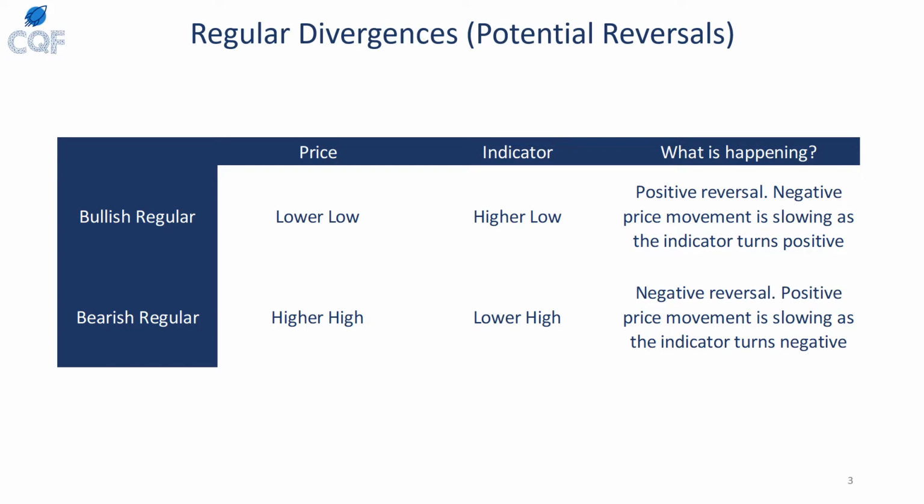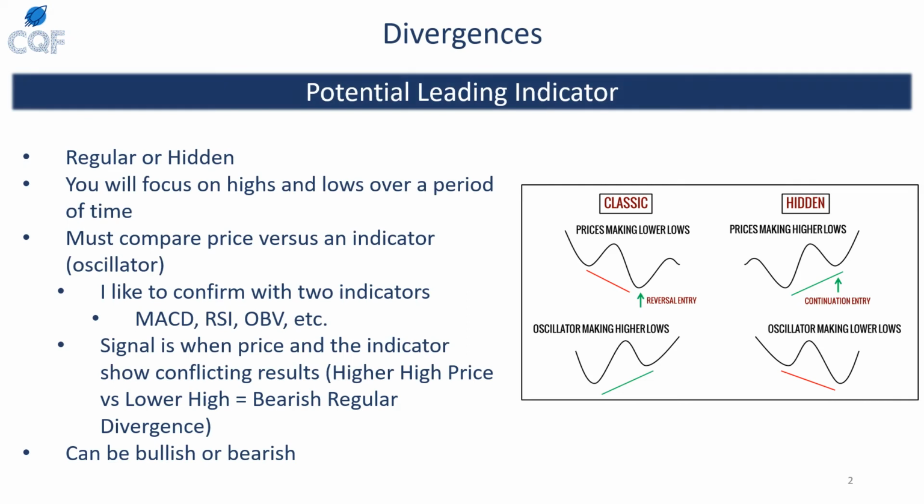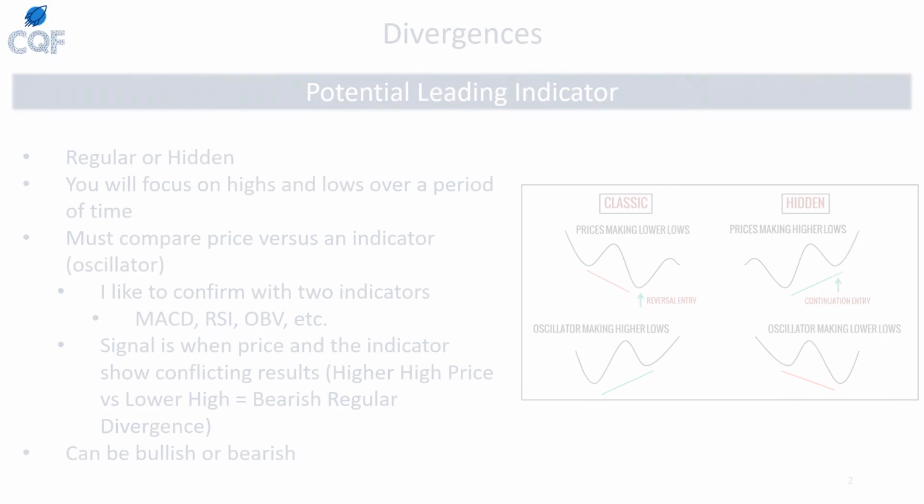So you're having negative price movement because you're making a lower low, but the indicator is turning positive as it's making a higher low. So this is actually a signal that you could potentially see a reversal. I'll back up a page, and you could see on the chart to the right, you have a classic or a regular divergence. Here, this is a bullish regular divergence. The price is making lower lows, and the oscillator is making higher lows in its potential reversal entry.